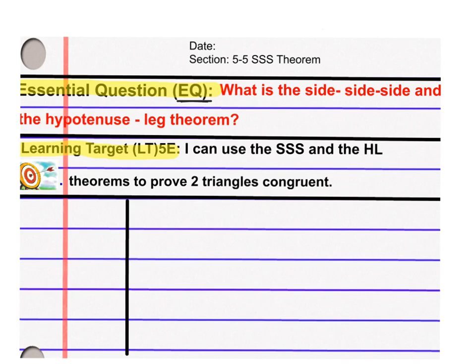So our essential question, our EQ: what is the side-side-side and the hypotenuse leg theorem? Our learning target, 5E: I can use the side-side-side (SSS) and the hypotenuse leg theorems to prove two triangles are congruent. So these are other shortcuts besides side angle side that you can use to prove two triangles are congruent.